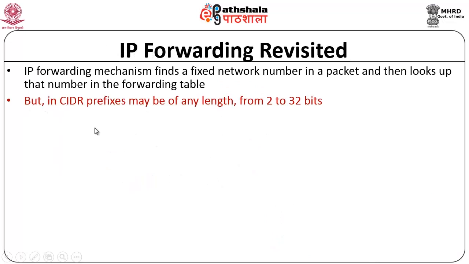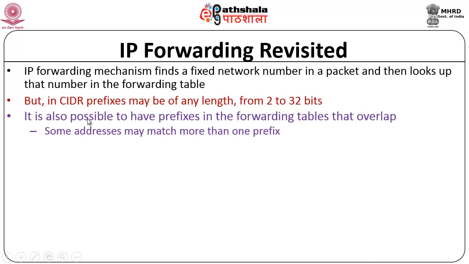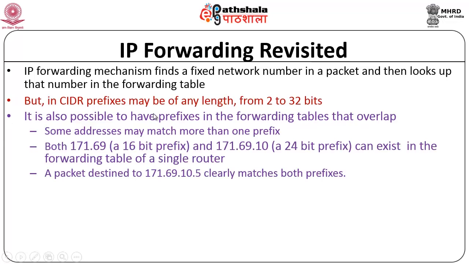Okay. So if you look at our IP forwarding with CIDR prefixes, network addresses can be of any length from 2 bits to 32 bits. The prefixes can be of any length, so this is important to note. As I said before, we can have prefixes in the forwarding tables that overlap. For instance, both these addresses, 171.69, which has a 16-bit prefix, and 171.69.10, which has a 24-bit prefix, can exist in the router, and a packet destined to 171.69.10.5 will match both.